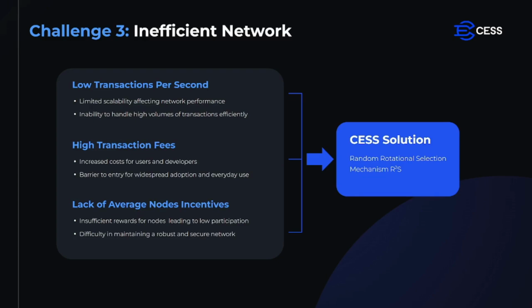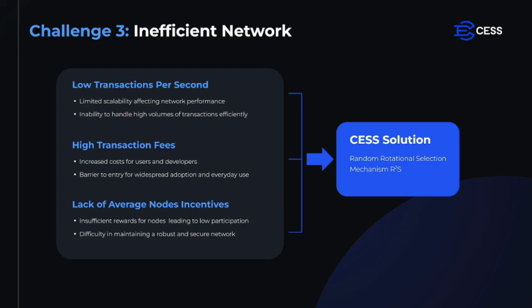As we navigate the landscape of blockchain network efficiency, 3 key issues come to the forefront. First, low transactions per second, or TPS. Many blockchain networks face limitations in processing speeds, which hinders their ability to scale and handle a high volume of transactions seamlessly. This challenge significantly impacts the efficiency and responsiveness of blockchain applications, posing a barrier to widespread adoption.